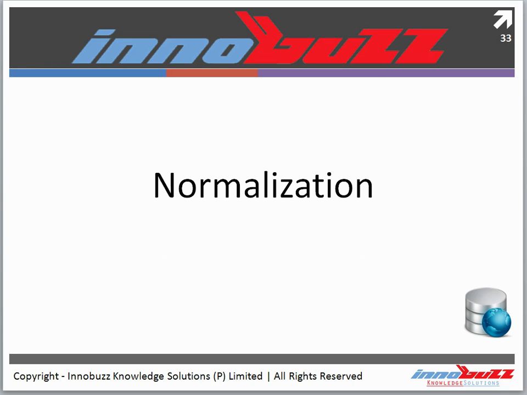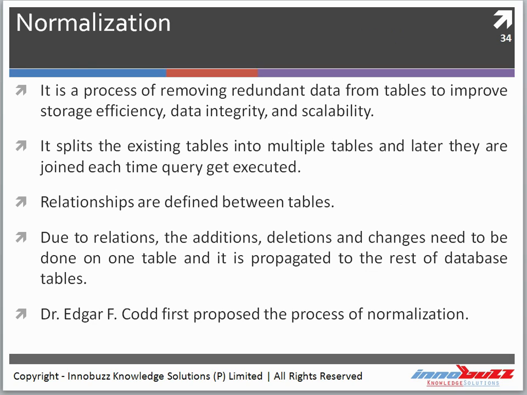Normalization is the process of organizing the fields and tables of a relational database to minimize redundancy and dependency. Normalization usually involves dividing large tables into smaller and less redundant tables and defining relationships between them.